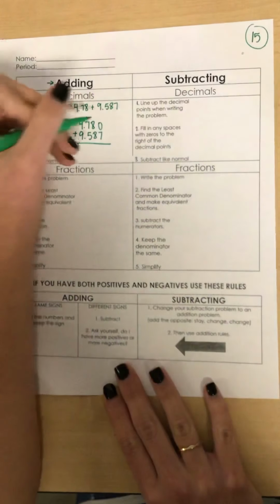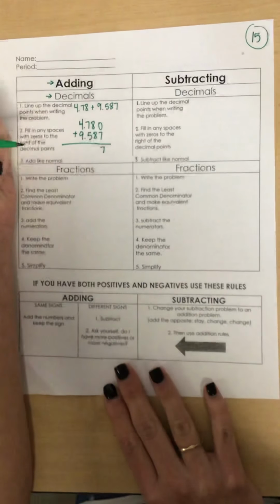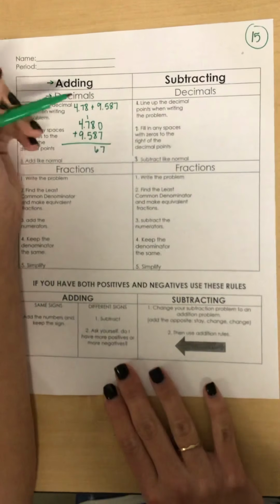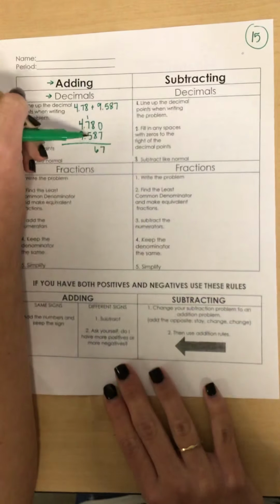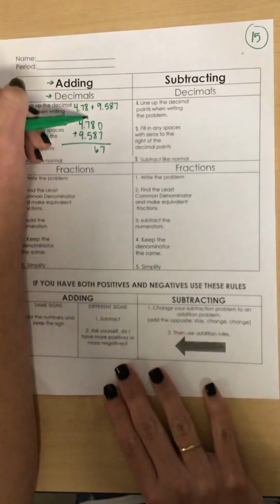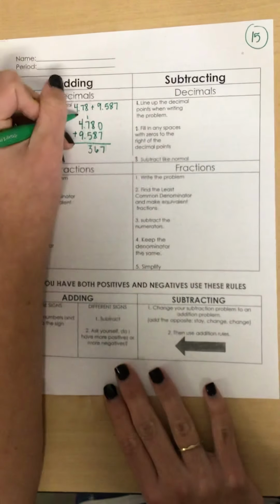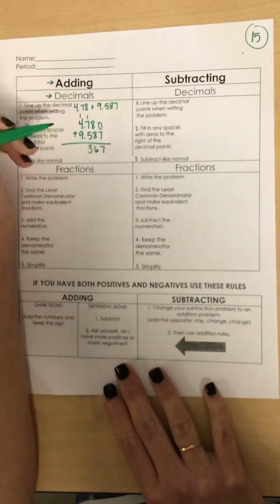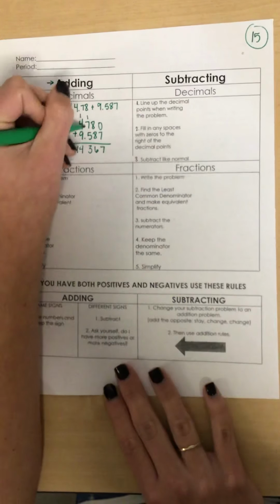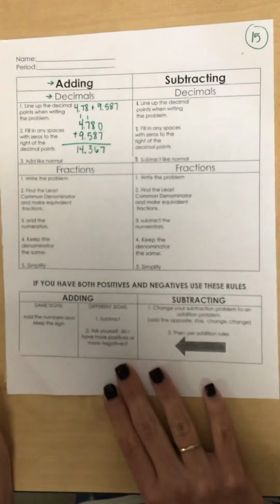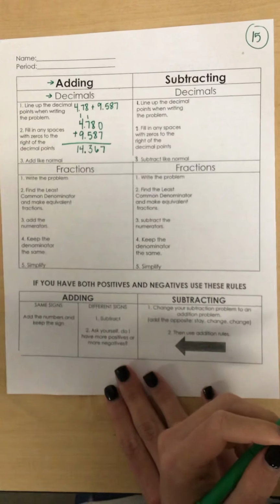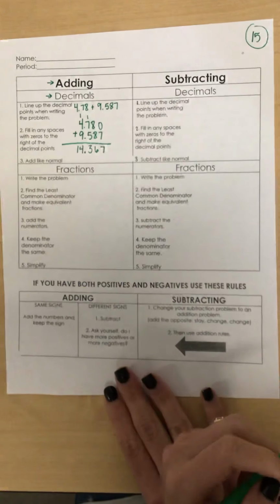So we're going to just add like normal. 0 plus 7 is 7. 8 plus 8 is 16. Carry the 1. And then 7 plus 5 is 12, plus 1 more is 13. Carry the 1. And we have 9 plus 4, which is 13, plus 1 more is 14. And then you just bring that decimal down, and this would be our final answer, 14.367. Hopefully you remember and you're like, oh yeah, that's easy, okay?